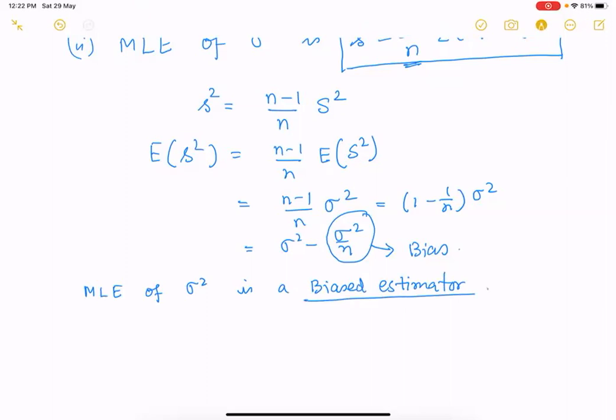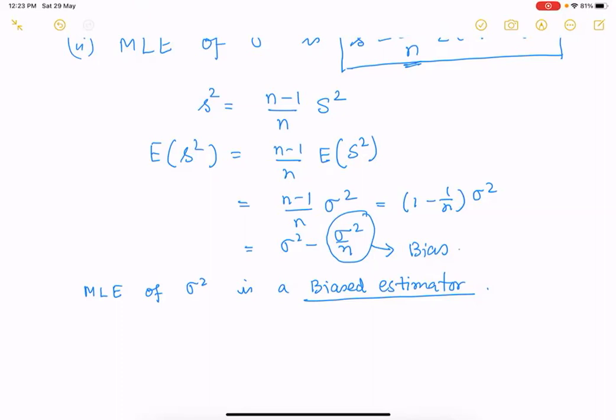That is an interesting phenomenon, because an unbiased estimator is something we would naturally look for, but here we are seeing an example where the maximum likelihood estimator turns out to be biased, and we can say that it is actually underestimating sigma square. On an average, it will underestimate sigma square a little bit. So shall we use it or not? The question is this.